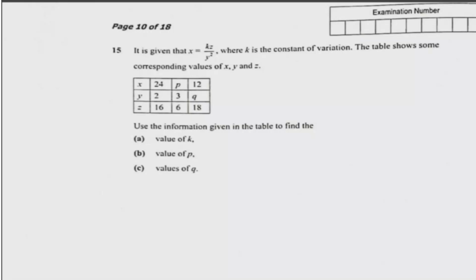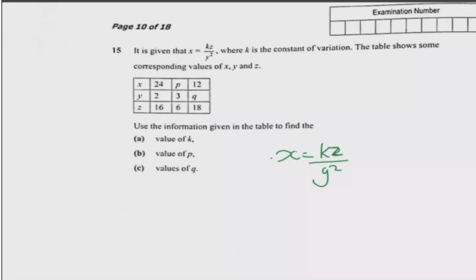Already we are given the formula that connects the three items, which is x, y, and z. So the formula is x is equal to kz over, this is z, not 2, over y².